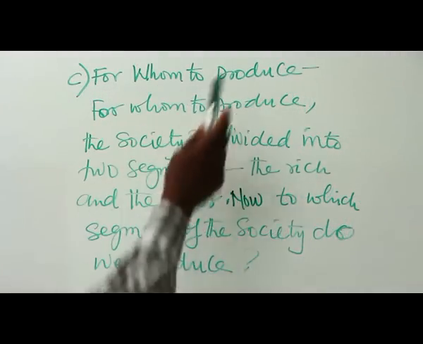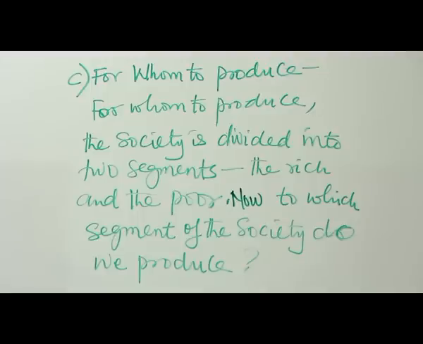C, for whom to produce? Of course, for whom to produce, the society is divided into two main segments, the rich and the poor. Now, to which segment of the society do we produce? Do we produce for the rich? If we produce for the rich, the poor, who are the electorates, will vote out the government in power. And if we produce for the poor, it's the rich that have resources to put government in power. And they can withdraw their resources and such government will collapse. So it's a very big economic problem.